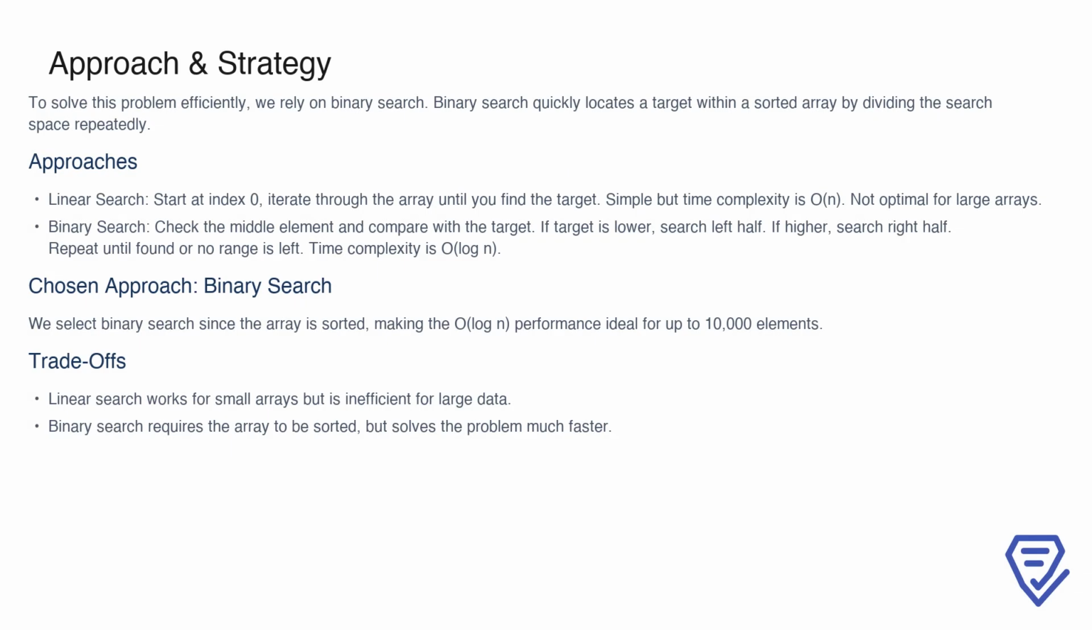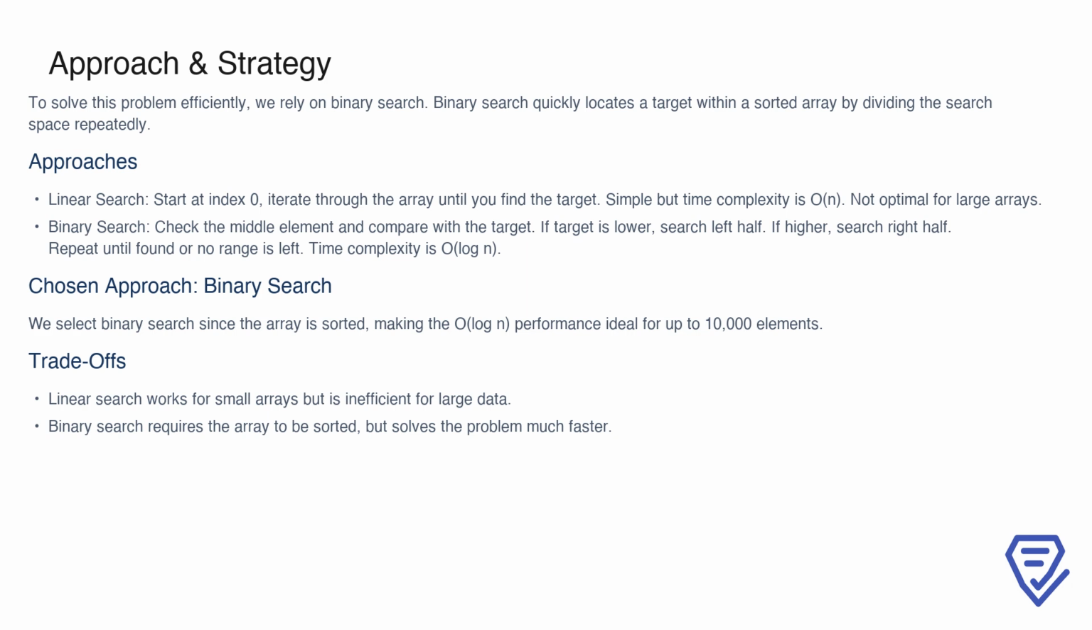Let's discuss possible approaches for LeetCode problem number 704. The most straightforward way is a linear search, checking each element one by one until you find the target or reach the end. However, for an array with up to 10,000 elements, this can be slow, with a time complexity of O(n). Since the array is sorted, binary search is far more efficient, using a divide-and-conquer strategy.